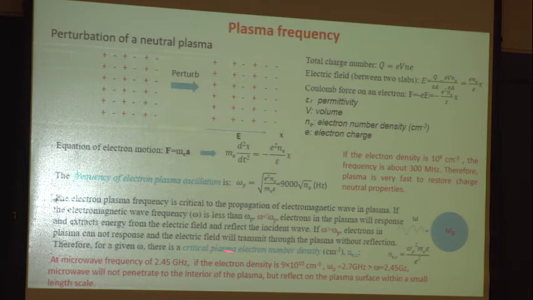Therefore, there is a critical plasma number density at which the frequency will be equal to the plasma frequency. For example, for a microwave frequency of 2.45 gigahertz, let's say the electron density is such that you generate a plasma frequency of 2.7 gigahertz. It's slightly above the incident microwave frequency. This means the microwave will not penetrate the inside of the plasma, and everything will be reflected or transmitted depending on the frequency.